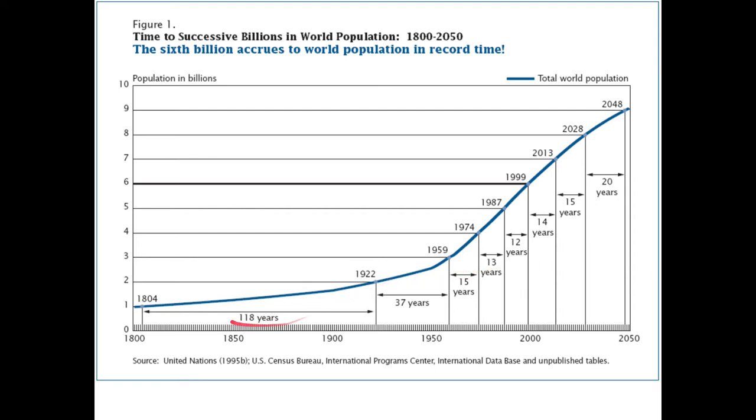This is the length of time to add a billion. So it took 118 years to add the second billion, 37 years to add the third, 15, 13, 12, and then it's supposed to start spacing back out, but you can see we're still adding and adding and adding and adding.